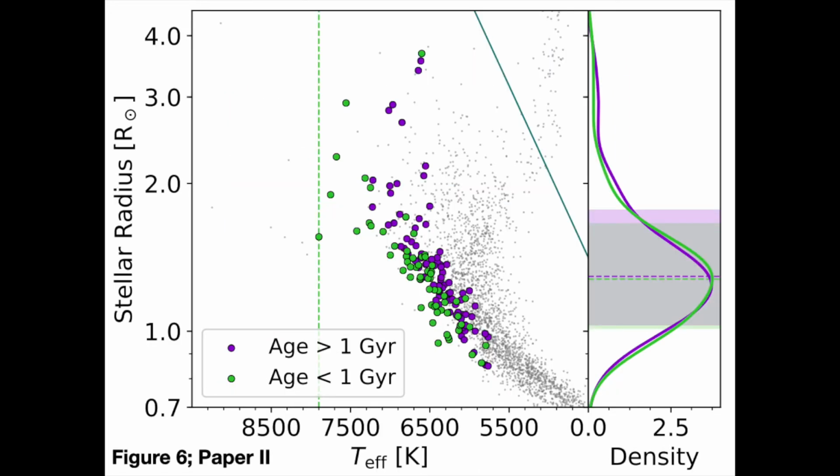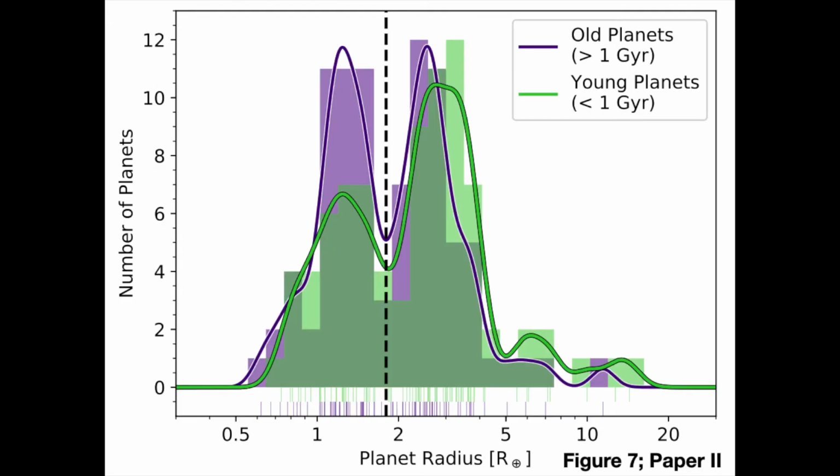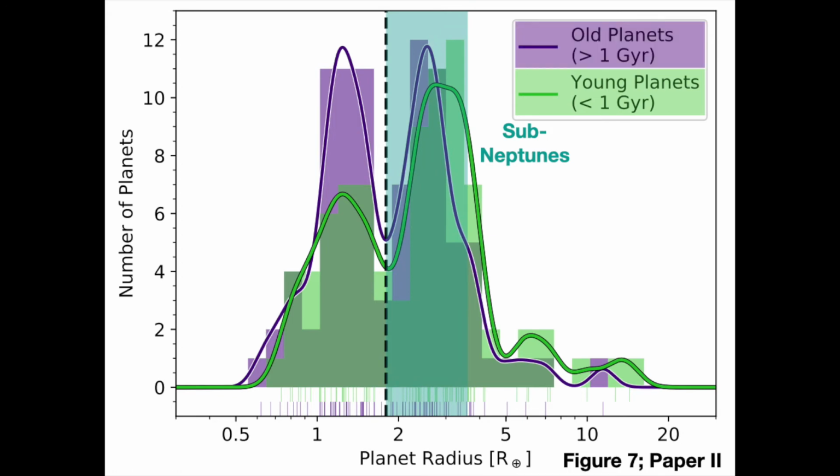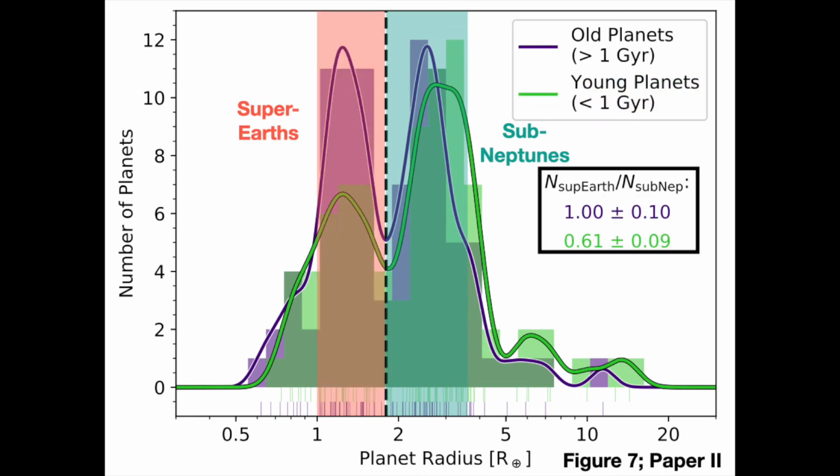Therefore, we carefully chose 2 samples of host stars similar in stellar mass, metallicity, and radius that straddle an age of 1 gigayear and designate stars that are younger than 1 gigayear as young and older than 1 gigayear as old. We plot our resulting distributions in this figure, where we can see that the young planet distribution has a larger percentage of sub-Neptunes compared to the old planet distribution. The ratio of super-Earths to sub-Neptunes in the old distribution is about 4 sigma greater than the ratio in the young distribution, which is consistent with core-powered mass loss and suggests that sub-Neptunes are becoming super-Earths on gigayear timescales.